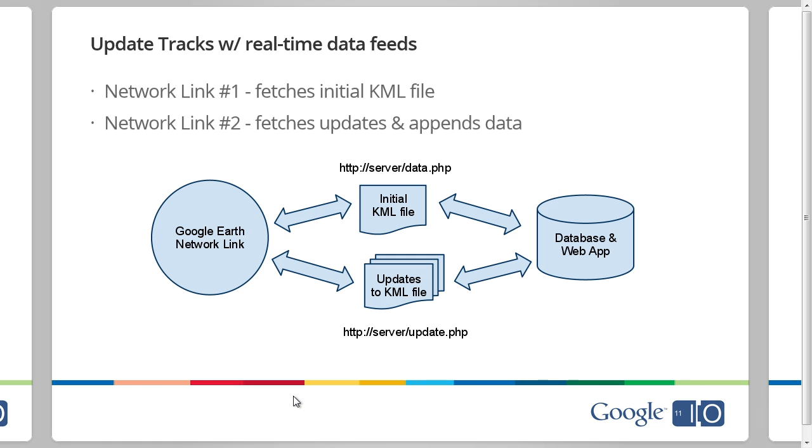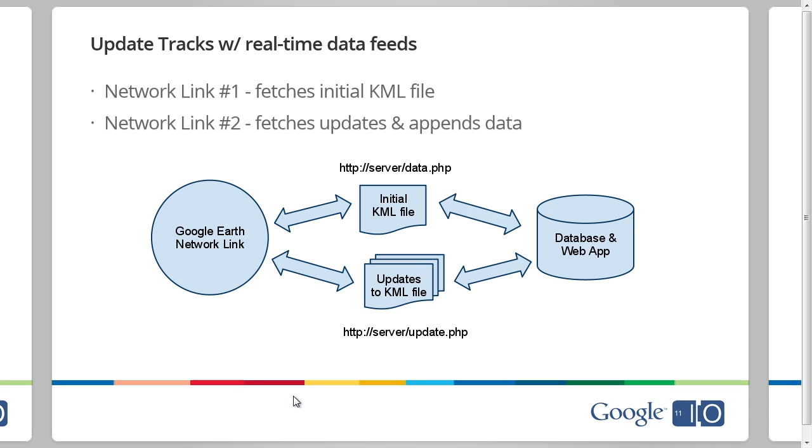So conceptually, what's happening here is we have two network links. A network link is a KML feature that basically fetches some KML from a URL. So the first network link fetches an initial file that just contains maybe the first little segment, maybe up to the current location of the object. Then there's a second network link that hits the server and says, well, give me any updates that have happened since I last checked in with you.